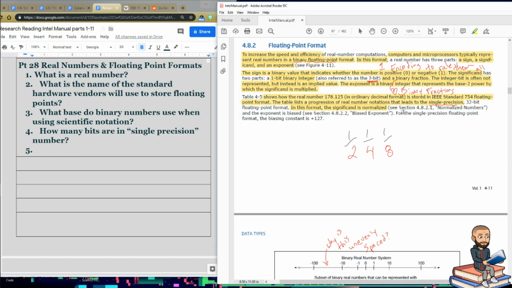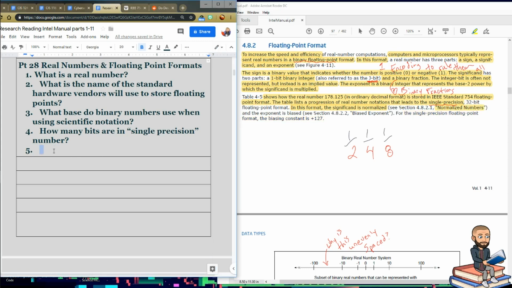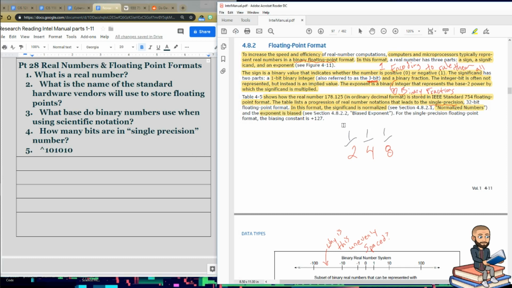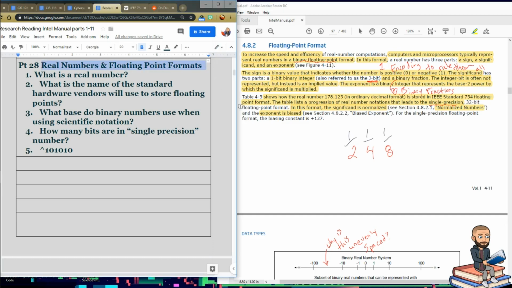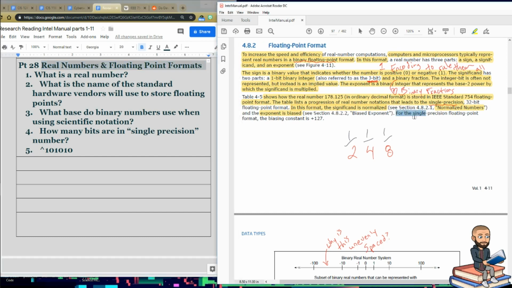Okay, and that's for the single precision floating point format. The biasing constant is plus 127. But the exponent part, whatever you're raising it to the power of, is going to need to be biased, and I'll get into that in a little bit. But it's so complex and you might need practice with it. It really needs to be another video. Today, we're just going over real numbers and floating point formats. If you could walk away with the format, I will give you the biasing information in another video.